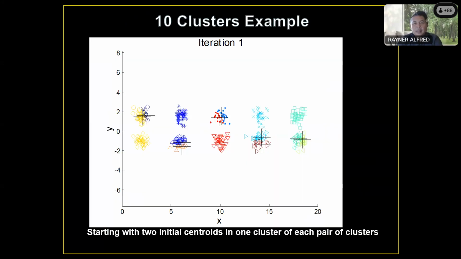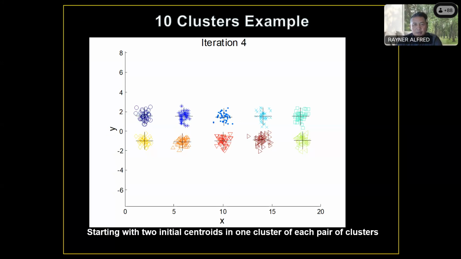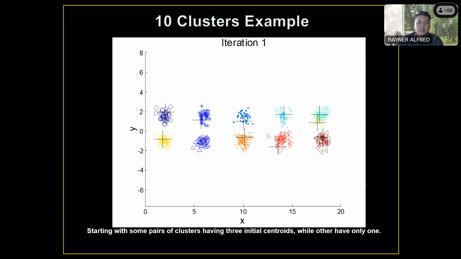So for example, this is the 10 clusters. So eventually they will go to the right position. Okay. But sometimes we have different results. For example, this one over here, we only have one centroid. Over here, we have 3. So the 3 cannot go somewhere else because they are stuck there. Okay. So this is the result that we get.